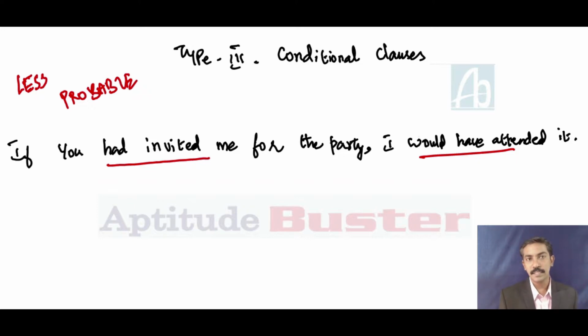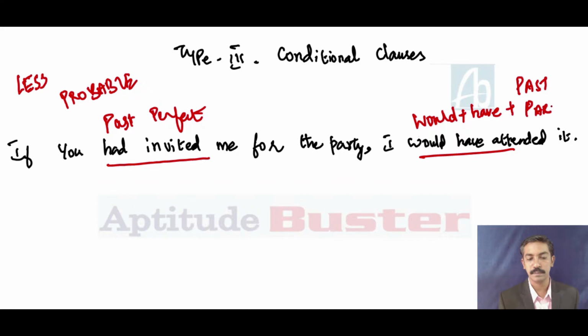Now, for the third condition, there is a separate verb form. Let's look at the example first. If you had invited me for the party, I would have attended it. The verb form to be noted is the if clause must take past perfect tense, and the main clause would be in would plus have plus past participle. This is the verb form for the third condition.